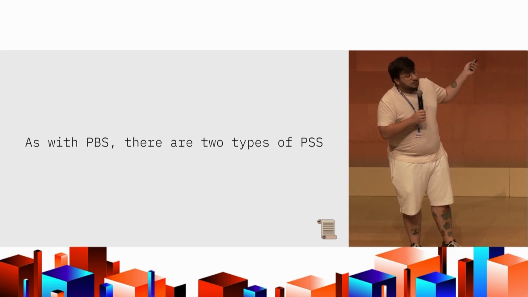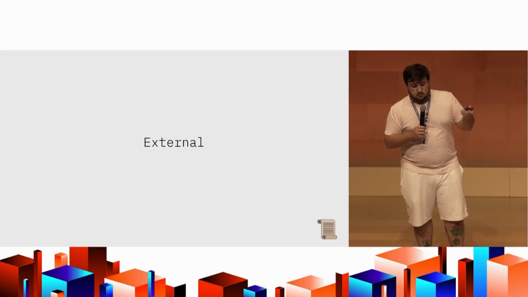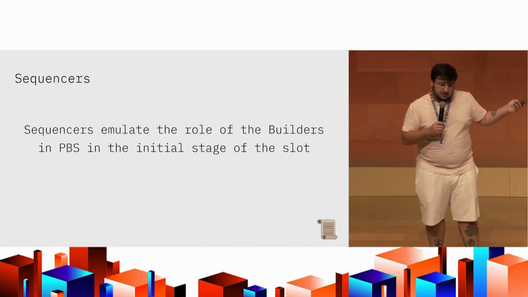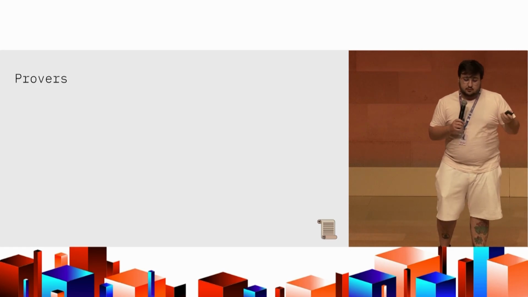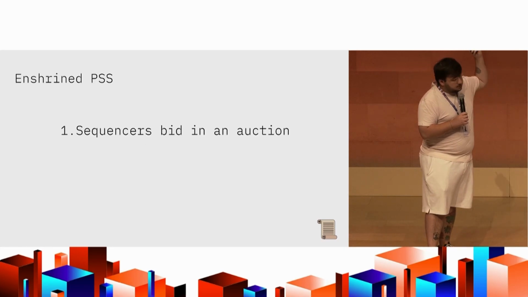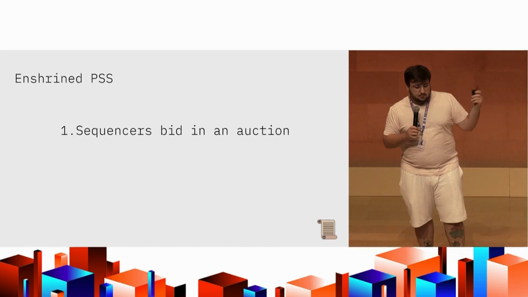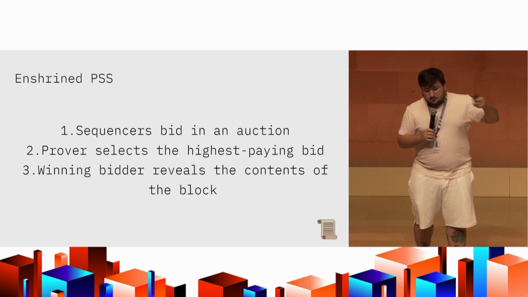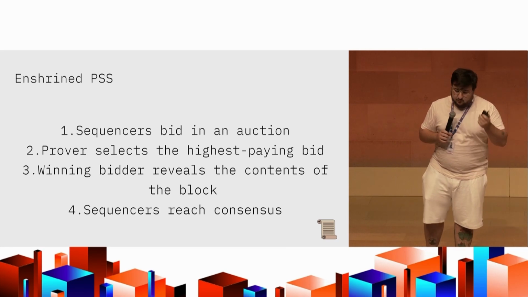And as with PBS, there are two types of PSS. There is enshrined PSS and external PSS. The role of the sequencers is essentially to emulate the role of the builders on the L1, and the role of the provers is to emulate the role of the proposers in PBS. And so these are the steps in enshrined PSS. The sequencers bid in an auction, the prover selects the highest bid, the winning bidder reveals the contents of the block, the sequencers reach consensus, and that's it, we have the ordering.